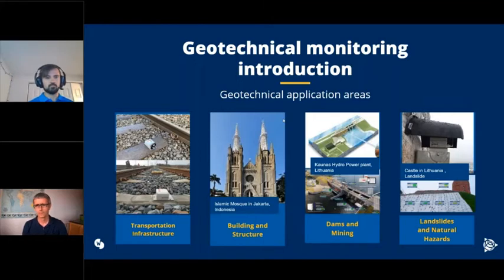You can also use geotechnical sensors in building structures. For example, this was a mosque in Jakarta. They used a bunch of tilt meters and also some IPI underground to measure the inclination of the floor. And you can also use them for dams. Basically, you use a piezometer to measure the level of the water.